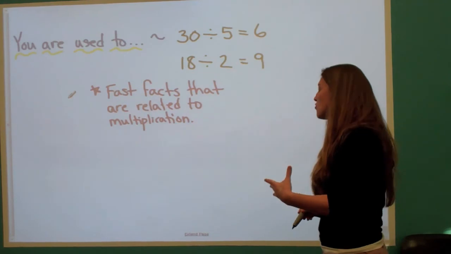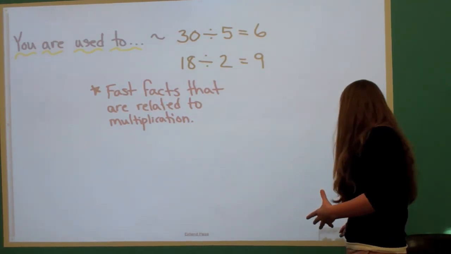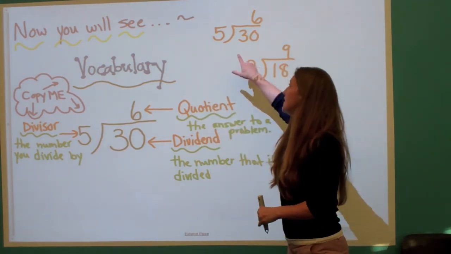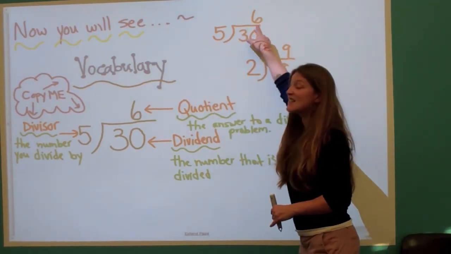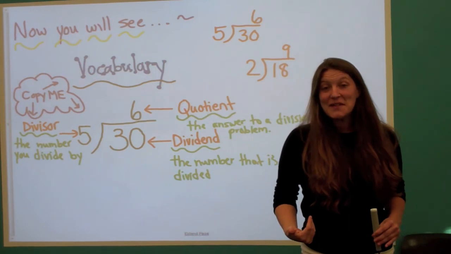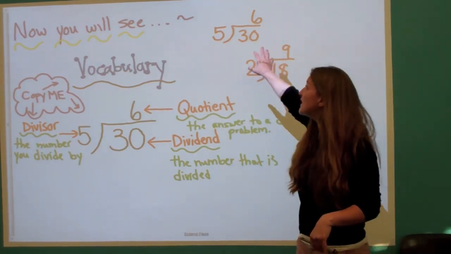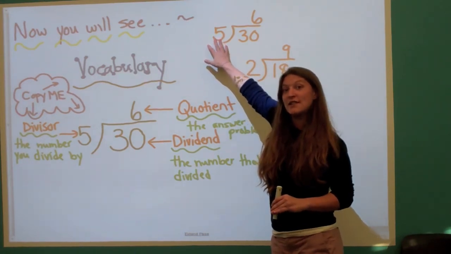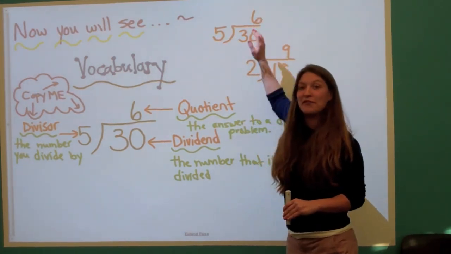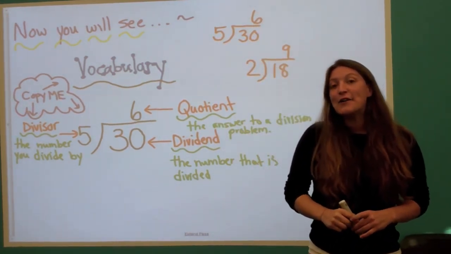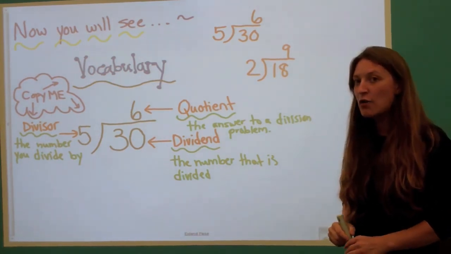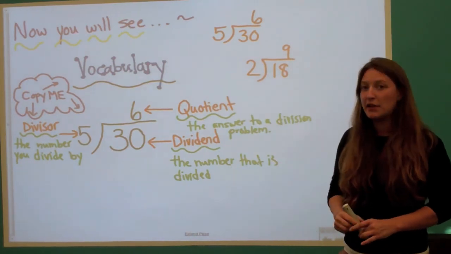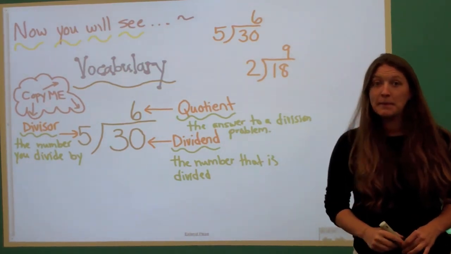Now, let's go towards what we're going to see in fourth grade. In fourth grade, you're going to see symbols that look like this. I like to look at those symbols as there's a number inside the house, there's a number outside of the house, and there's a number up on top of the roof. Now, take a couple of minutes now and jot down these notes in your vocabulary section of your notebook.